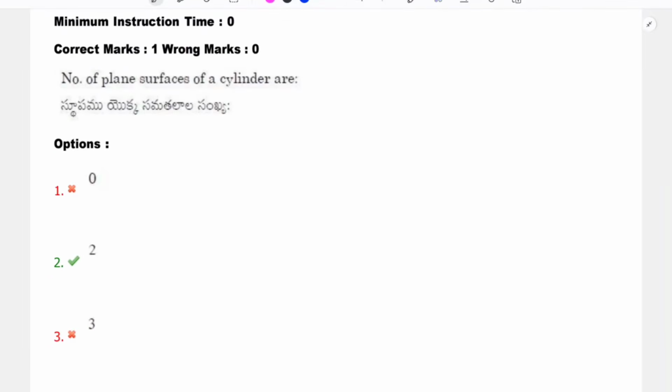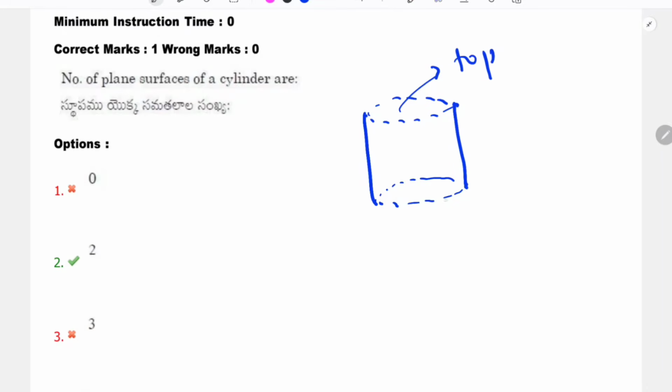Number of plane surfaces of a cylinder. You know the cylinder shape. A cylinder is something like this. This is the base, this is the top. This is like a cylinder, right? So this is the top we can say, and this is the bottom we can say. And this is the curved part, the curved round part in the middle.